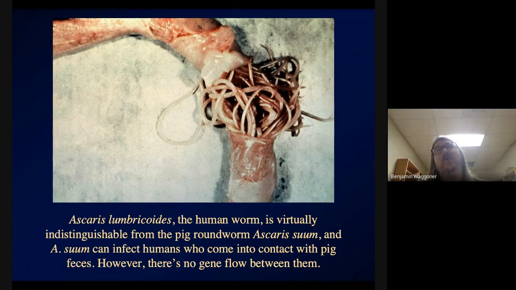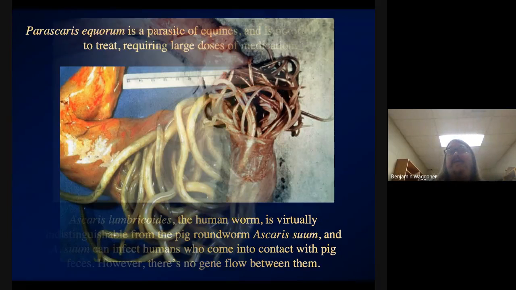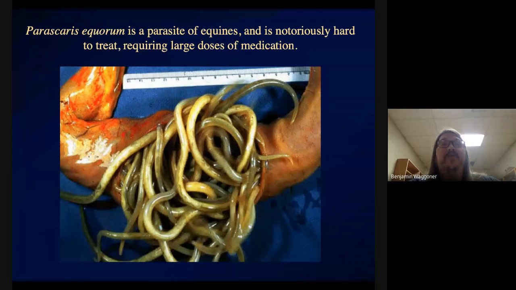But they were apparently so common in domestic pigs that just about any slaughterhouse that processes pigs gets a ready supply of Ascaris suum. The next picture is also a little yucky. There's a very closely related worm that infects horses. Well, it says equines, so this would include donkeys and zebras as well. Noted for being very hard to treat. You need big doses of medicine for it. This is Parascaris equorum. And also ew.